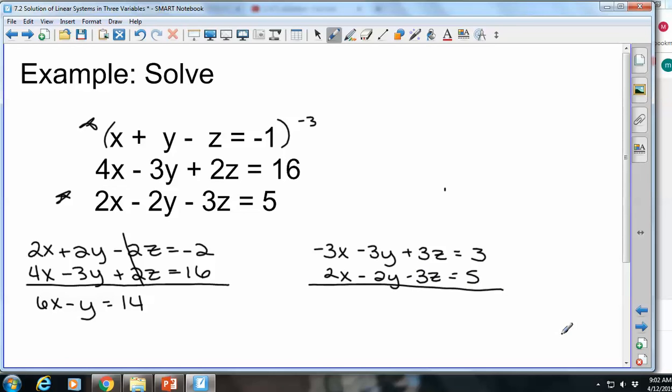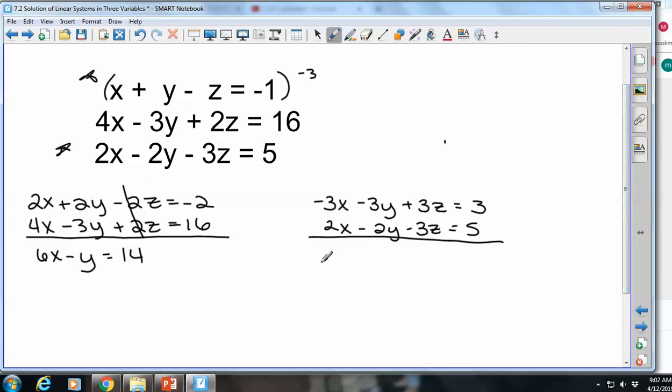So first I did the first two and eliminated z, then I did the first and third and eliminated z. When I add these together, I get negative x minus 5y equals 8. Alright.